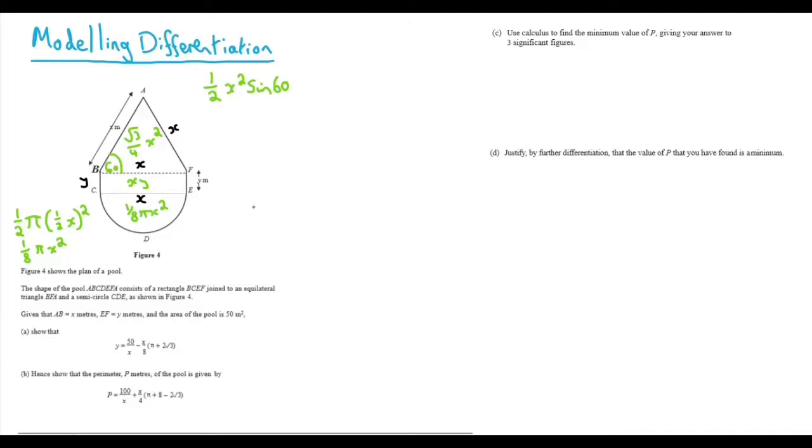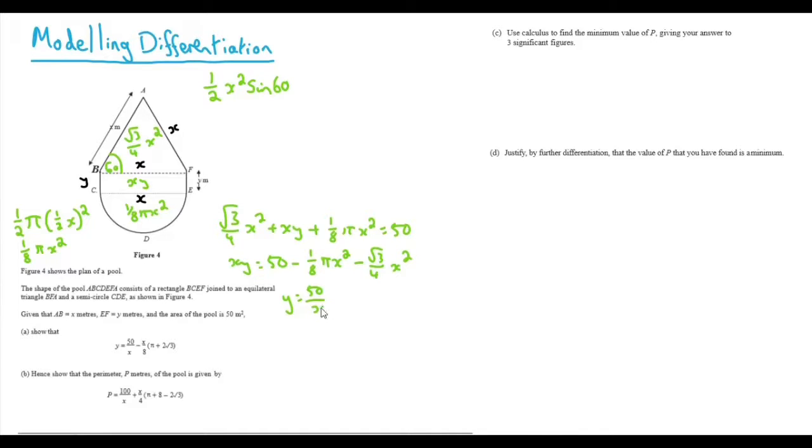So adding these all together, we should get to root 3 over 4 x squared plus xy plus 1 over 8 pi x squared. This will equal the total area of 50. Now, we're trying to make y the subject. So what we'll probably do is we'll minus everything else over. So you end up with xy equals 50 minus 1 over 8 pi x squared minus the root 3 over 4 x squared. And then if we divide through by x, you just get y on its own.